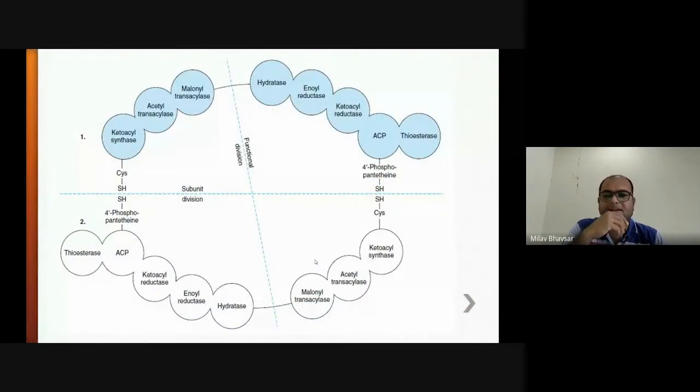This is a simpler structure that you can draw in your exam. But basically remember this, it's a dimer. So you have a single multi-enzyme complex containing two components, two multi-enzymes, 1 and 2, and there is a subunit division where it is a functional as well as actual division. So when they are separated, this is considered like ketoacyl, acetyl transacylase like this. But in working condition, once they are in the dimer form, it is going to be like this vertical structure.